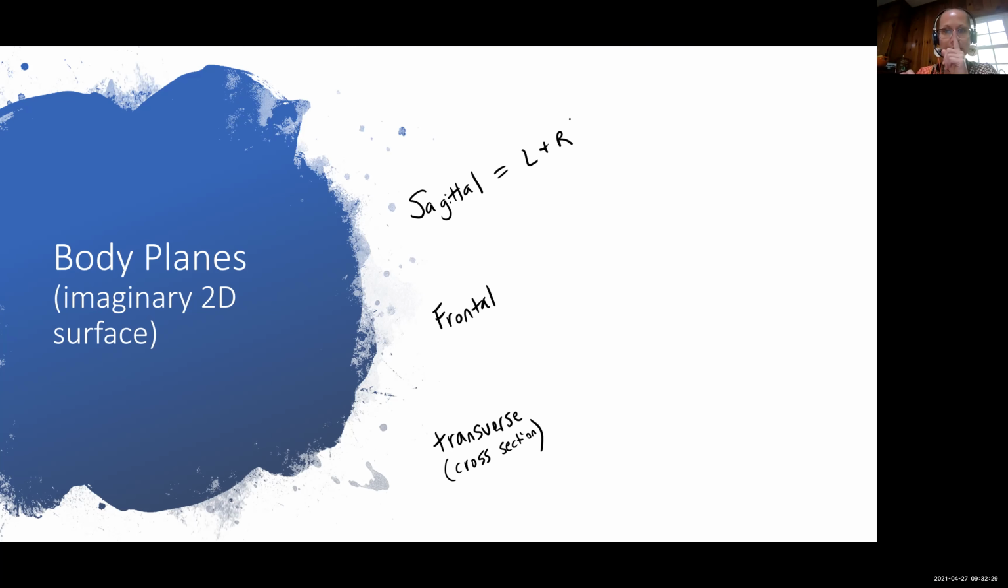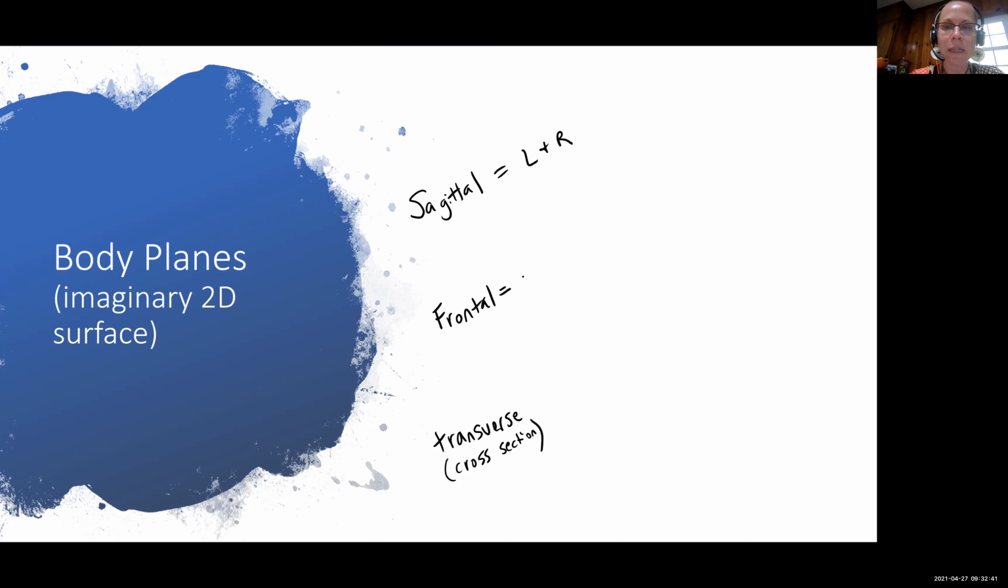And so we have three that we want to look at. We have sagittal plane, we have frontal plane, and we have transverse, which can also be called a cross section. The sagittal plane is a cut here. So it's going to give us like left and right sides of the body. So mid-sagittal is exactly at the midline, but you can slice all the way in that direction.